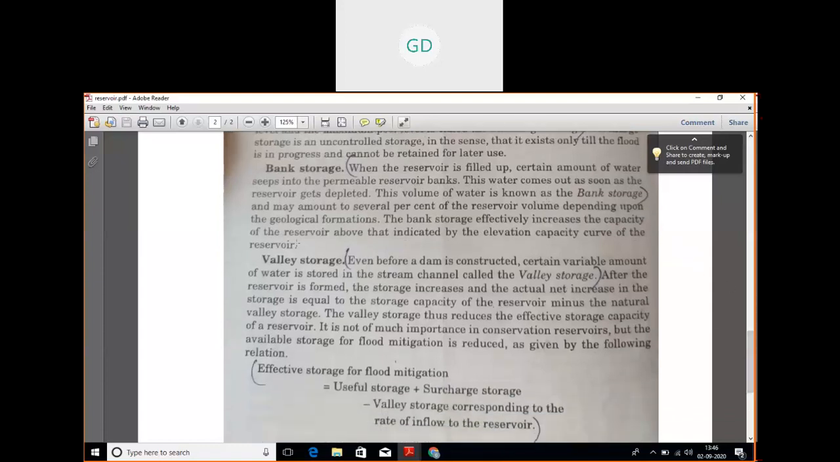Next, the last one is your valley storage. Whenever a dam is constructed, even before a dam is constructed, there is a certain amount of water that is already present in that stream or in that area. That storage is known as your valley storage. Clear? So this is a small equation. You can remember this equation of your flood mitigation.